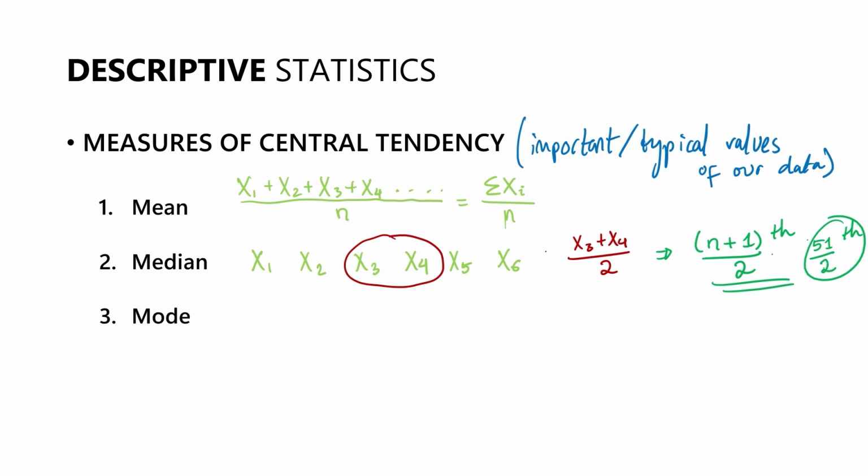Alright, next up we have mode. Now this is the value which occurs most often in the range of values. Alright, so these help us to understand what is normal or typical in our data. And so it's called the measures of central tendency.